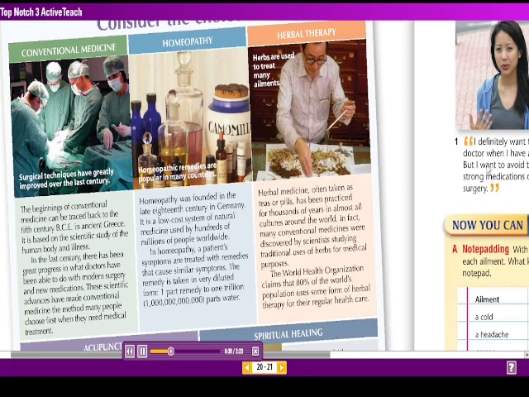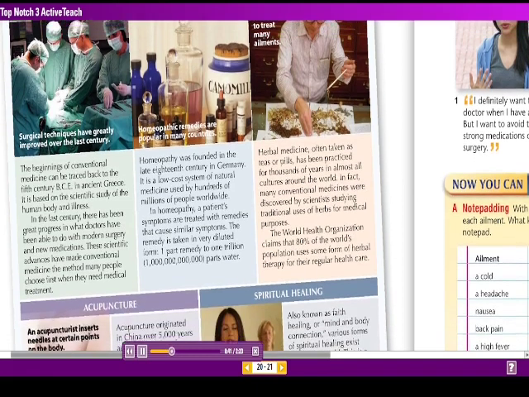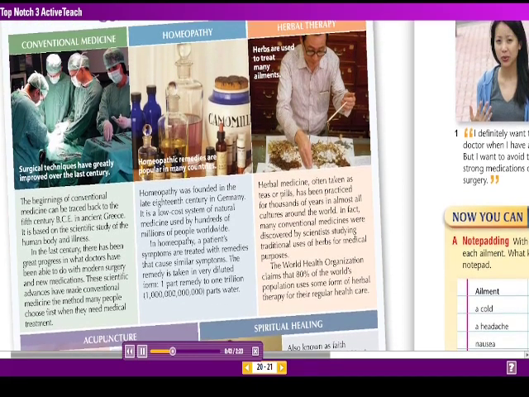Homeopathy. Homeopathy was founded in the late 18th century in Germany. It is a low-cost system of natural medicine used by hundreds of millions of people worldwide. In homeopathy, a patient's symptoms are treated with remedies that cause similar symptoms. The remedy is taken in very diluted form, 1 part remedy to 1 trillion parts water.